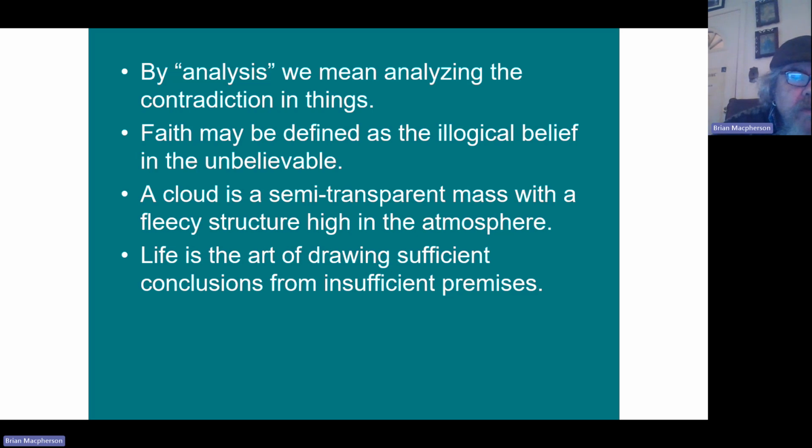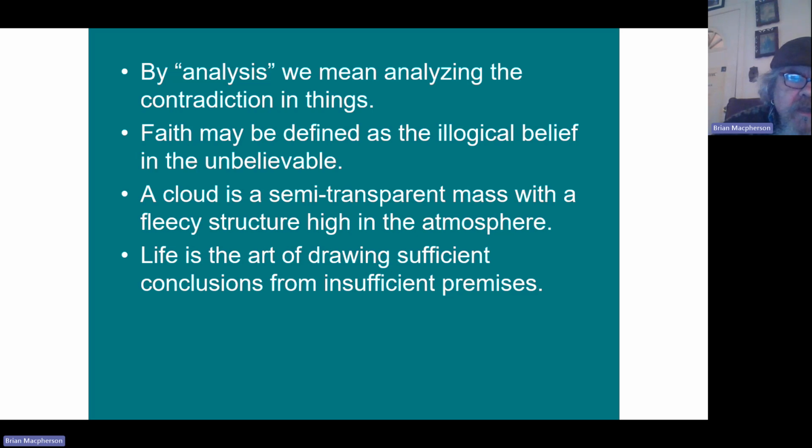Okay, what about the one below it? Faith may be defined as the illogical belief in the unbelievable. Well, clearly, that has no meaning, right? It means nothing, right? It's vague, it's flowery, it's figurative. Who the heck knows what it means? So that's the problem with that definition.